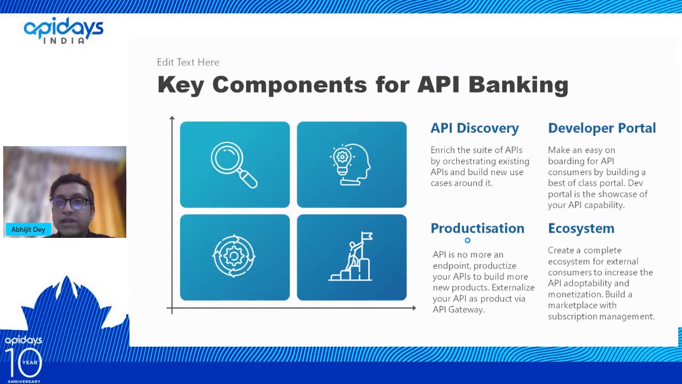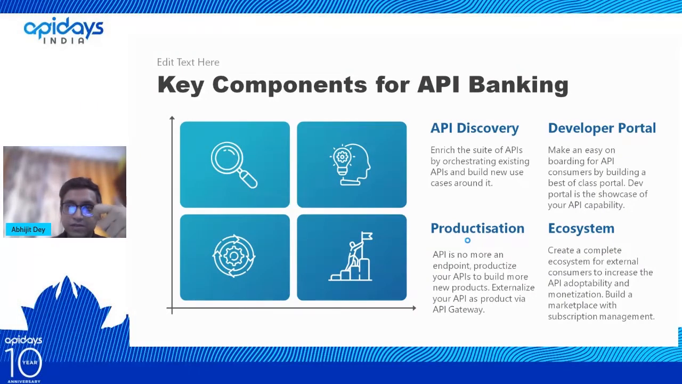The next part is productization. API is not merely an engineering tool, or even an endpoint. API is a product. It's the capability which you have in your bank, or in your organization, through which you can publish your new product. In today's product management, whenever you are creating a digital product, the API is the most important thing. And in different forums and articles about API banking, this is the common phrase: API is the new currency in the digital economy.